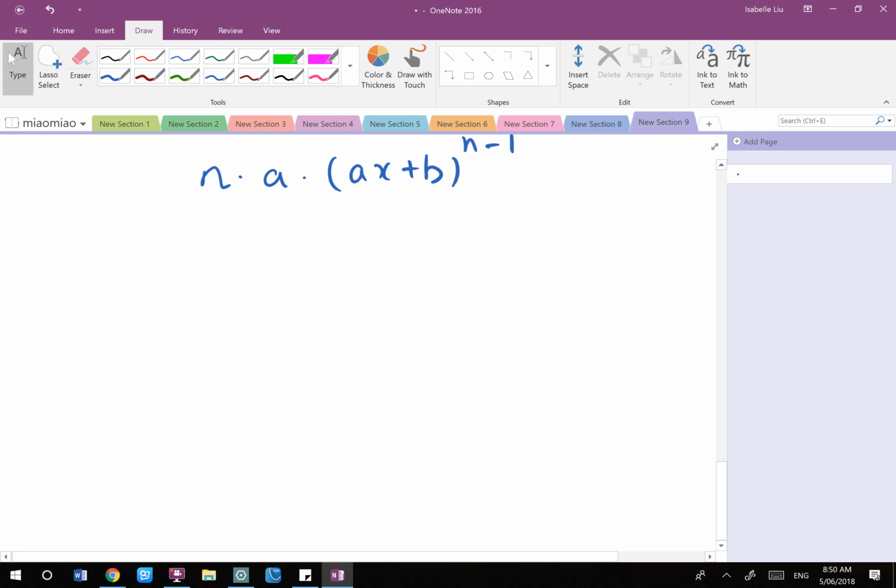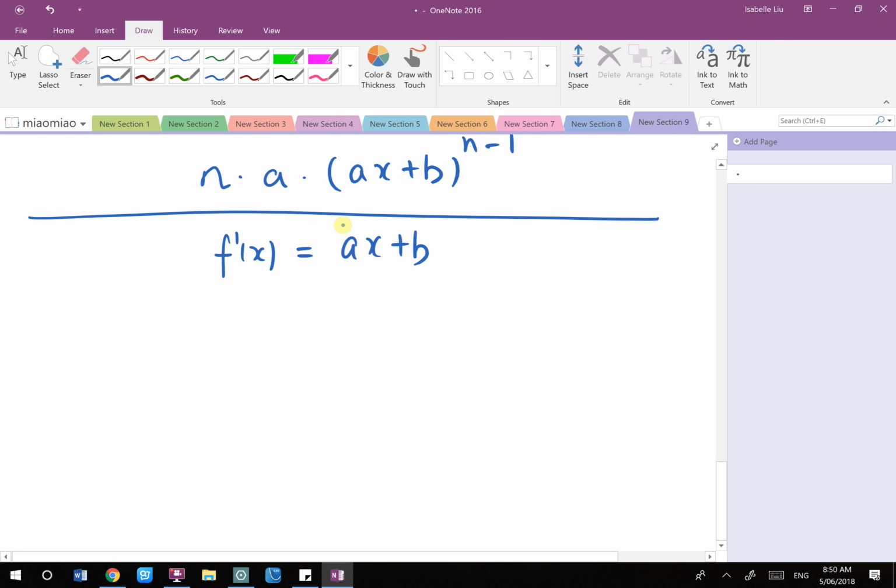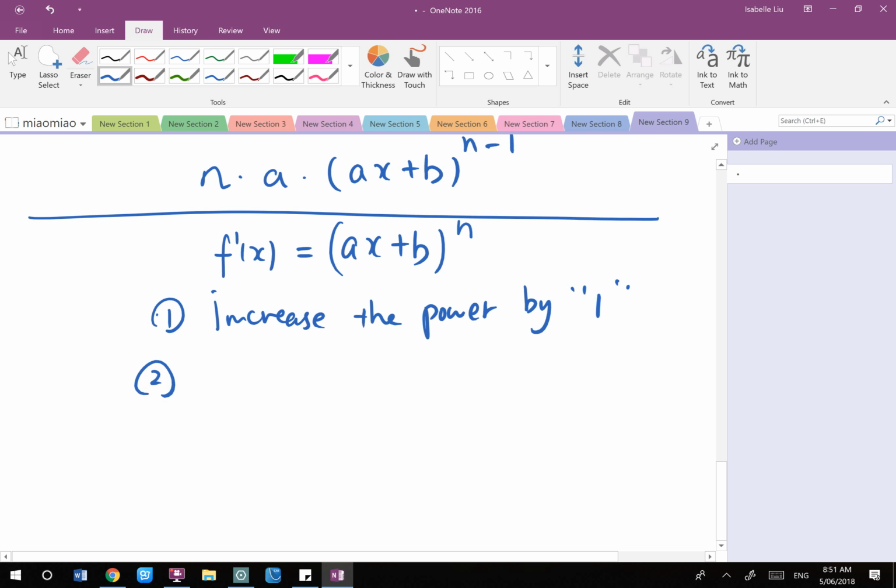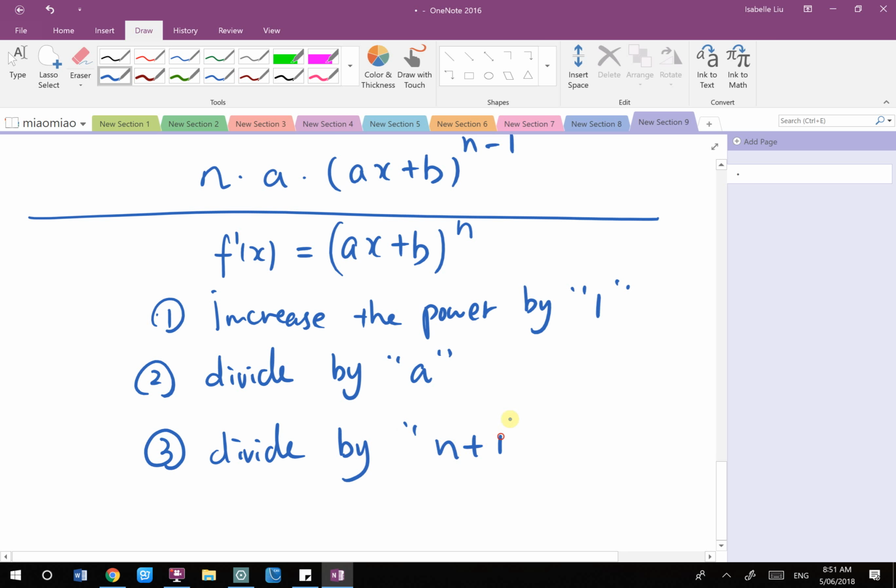So when we anti-diff it, if we have f'(x) equals (ax + b) to the power of n, the first step I need to do is go backwards from step number 3. Step number 1 will be increase the power by 1. Second step will be divide by a. And then the third step will be divide by n plus 1 because it's the new power. Originally we times the larger power, now you need to divide by the larger power.